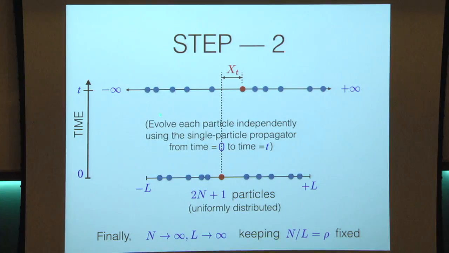And this is unbounded. Initially I choose the particles from a bounded region, but after that it's unbounded. So I just let them go, and then I count which one is the middle particle, and that's all. Then I look at the initial position of the particle that is the middle particle at the final time, and this is my tag particle displacement. I need to look at the probability distribution of this object, in the limit where n goes to infinity and L goes to infinity, keeping the ratio, which is the density, fixed.